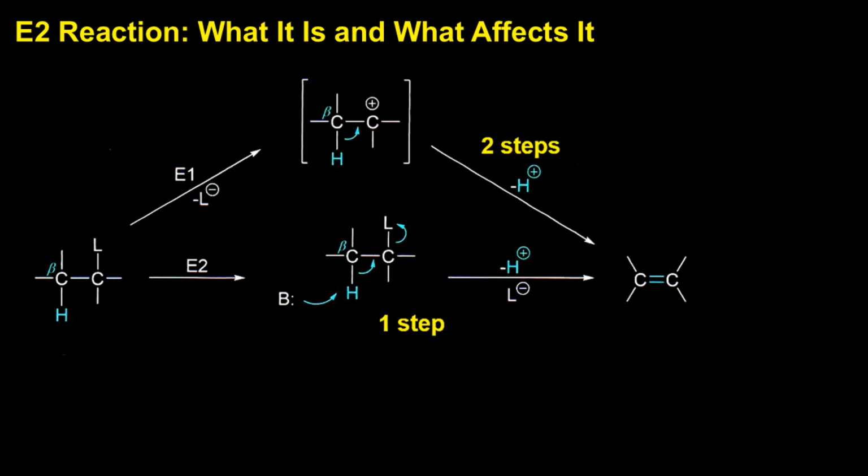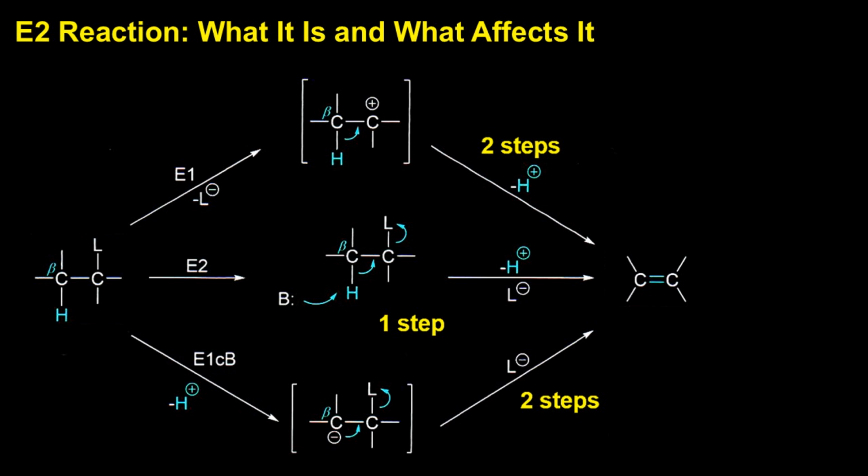E1, or unimolecular elimination, happens in two distinct steps. First, the leaving group departs, forming a carbocation intermediate. Then, a base removes a proton from a neighboring carbon, resulting in double bond formation. Because there's a carbocation intermediate, rearrangements can occur.